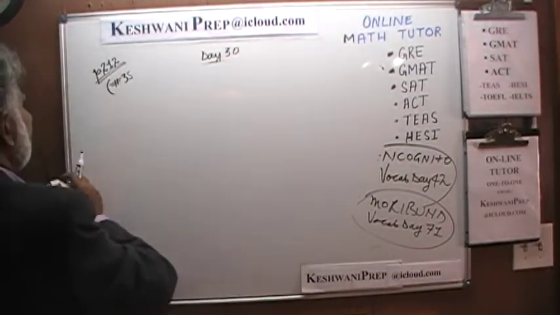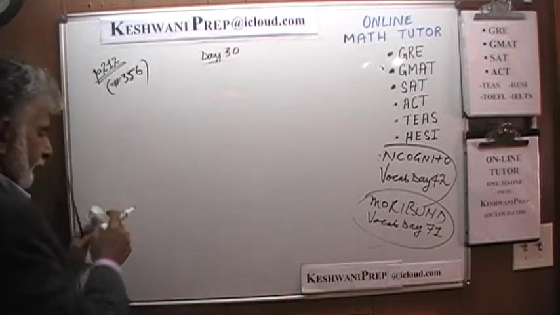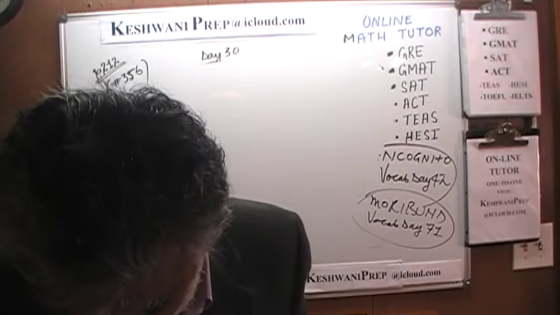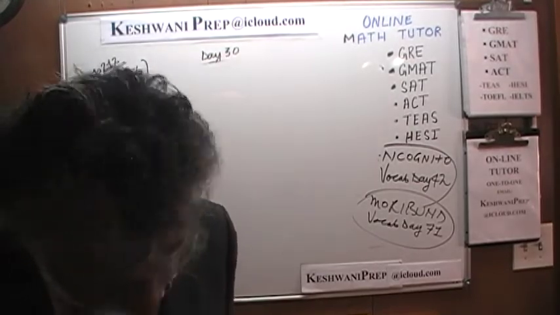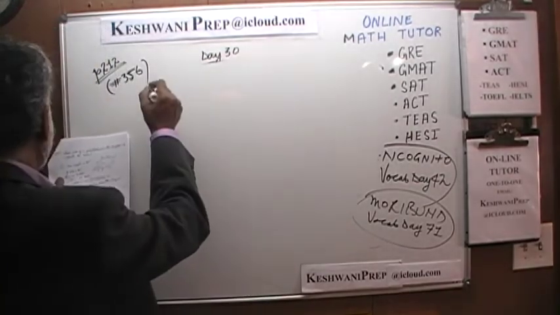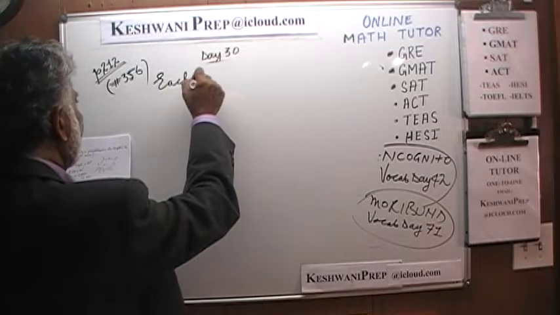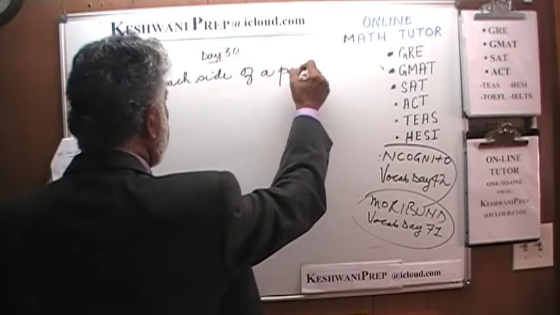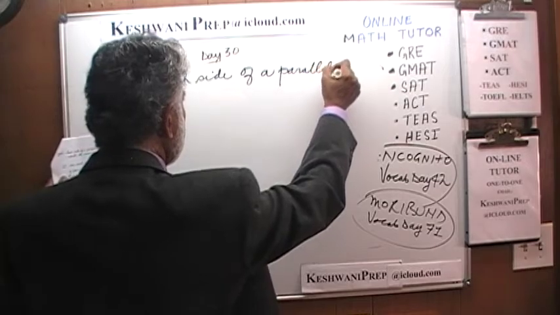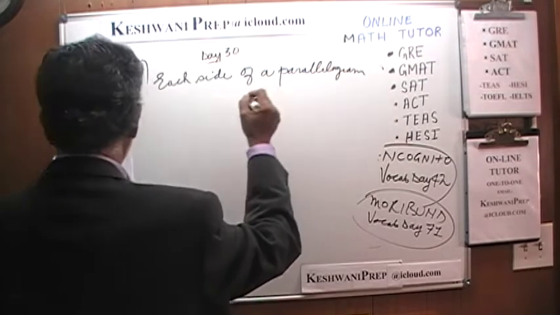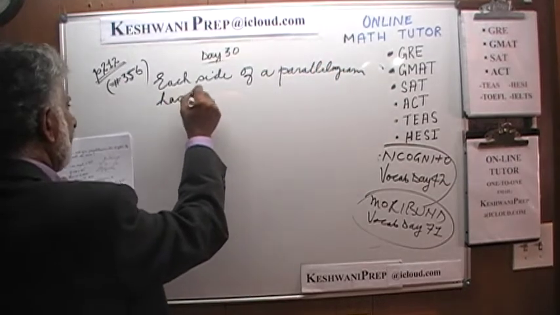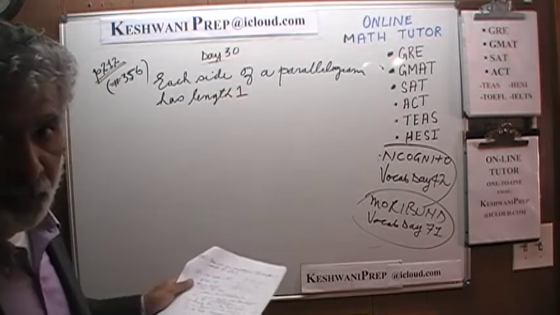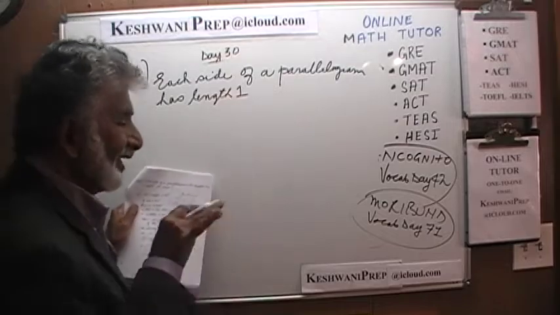Number 356, the very last one on the page, I believe. Yes, it is the very last one on the page. It says, each side of a parallelogram has length 1. So essentially it's a square that has been squished.